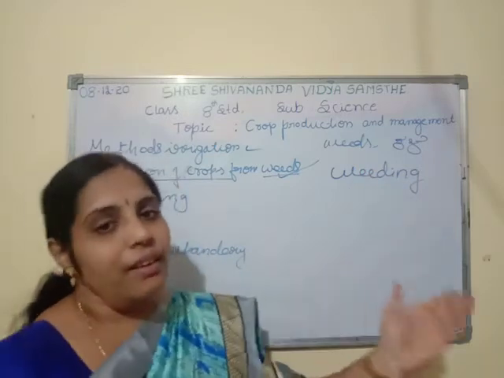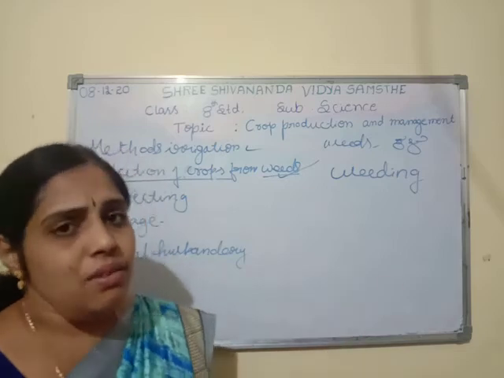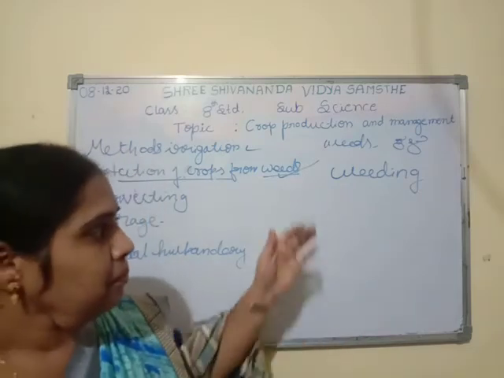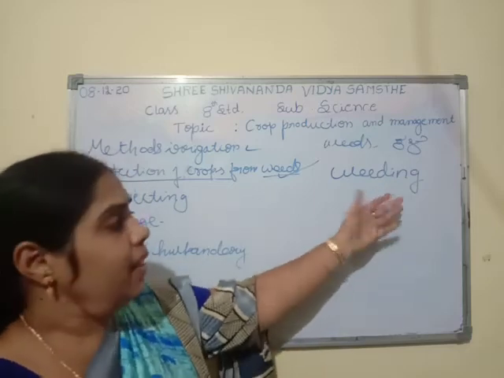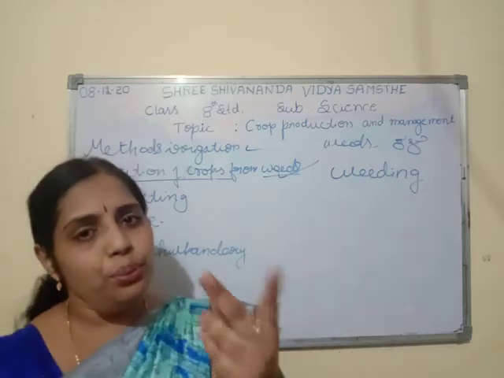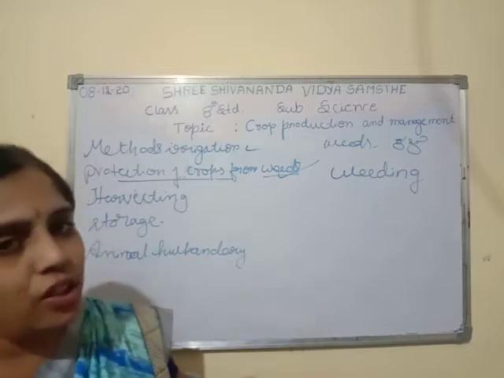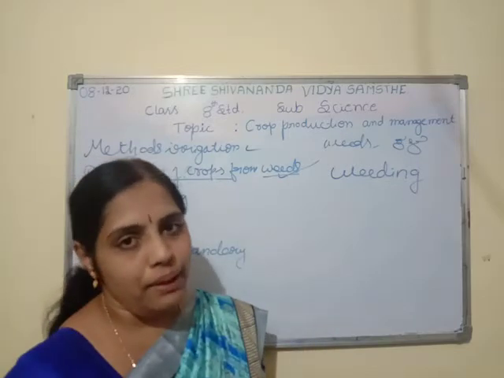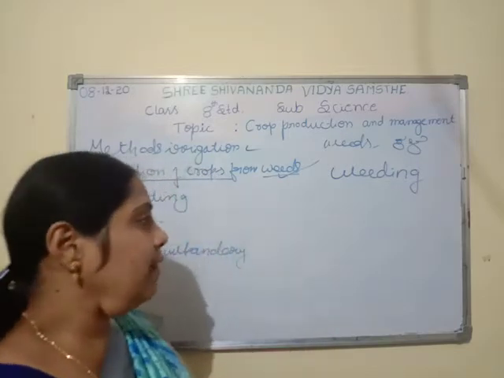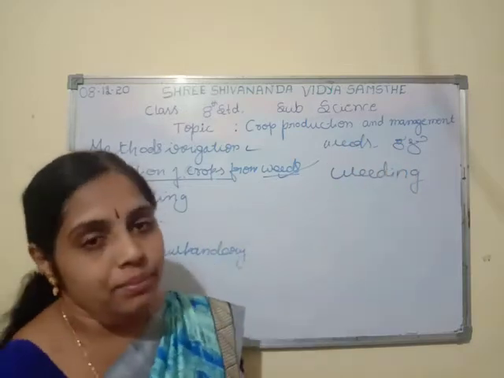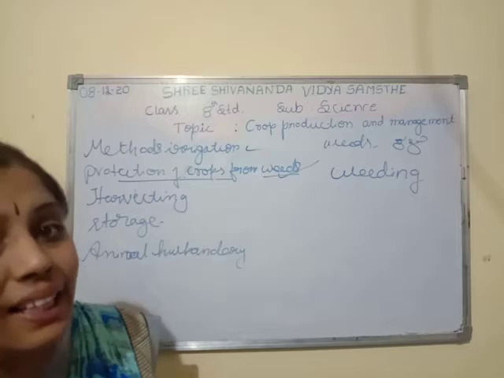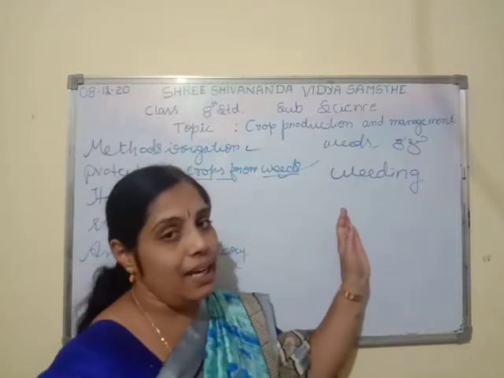So removing weeds is weeding. So how to do this weeding? Yes, in this case also we have two types of methods. One is the traditional method and the other is the modern method. So traditionally we can avoid these weeds by the hand picking method. Hand picking or mechanical method, we call it mechanical method.